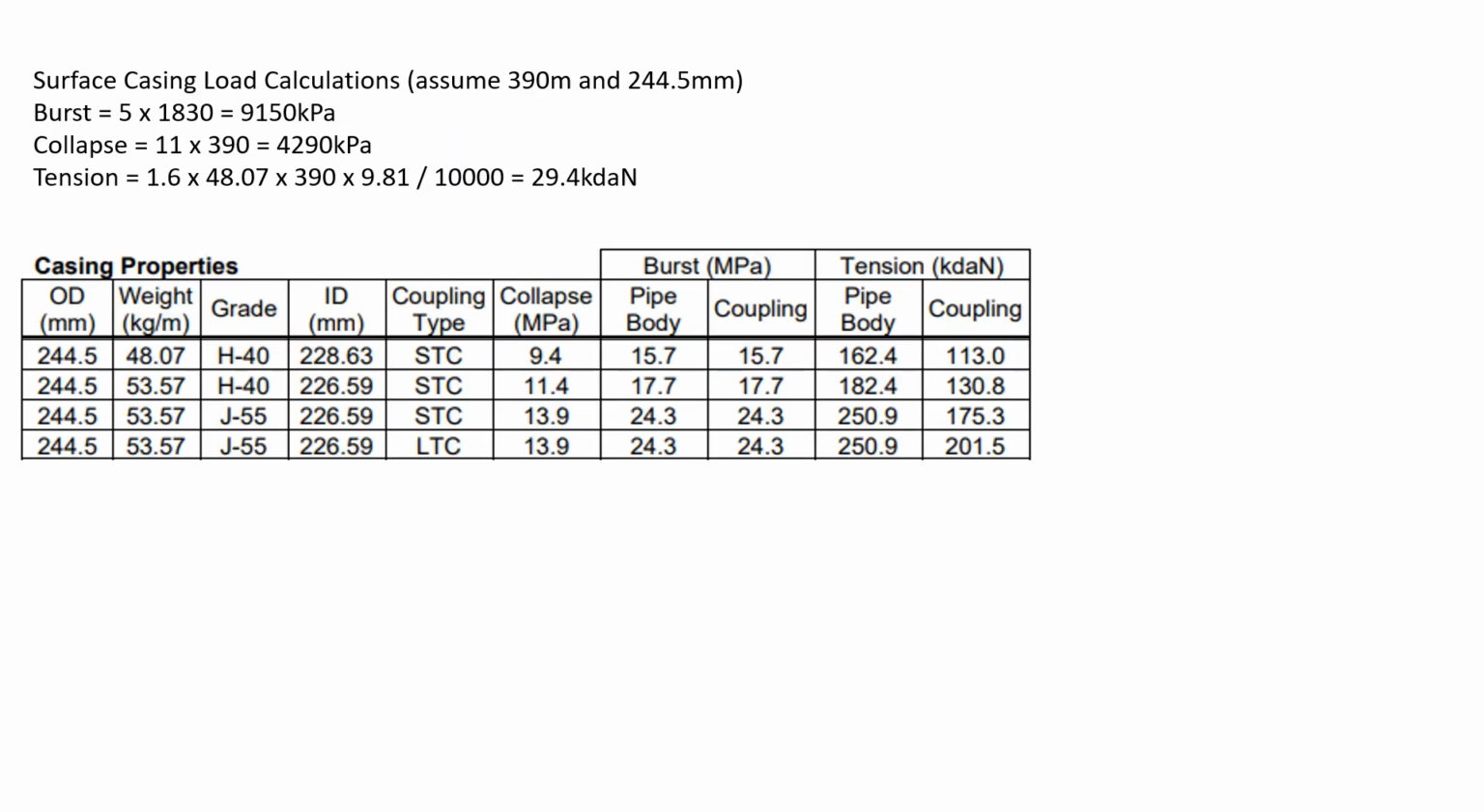After selecting the casing's OD, we need to calculate which weight and grade from the ones available we have to pick. For the surface casing, I assumed 390 meters, as my calculation gave me 379 meters, but we need the multiple of 13, so that's the next one.